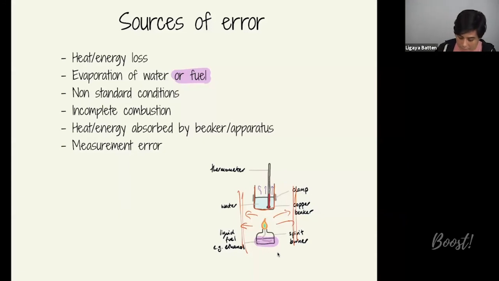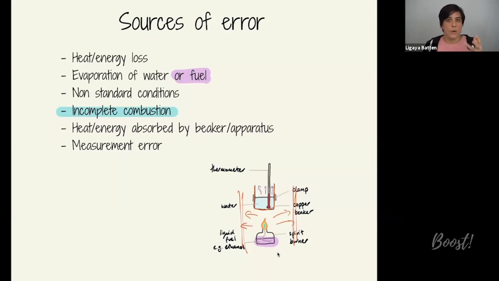Another thing to think about for this specifically is that you could have had incomplete combustion, in which case your experimental value is not going to match the data book value, because the data book value is talking about complete combustion. In this case, if you had some soot collecting on the bottom of the beaker or not enough oxygen being able to access the fuel, you might have incomplete combustion, which is likely to give you a lower energy change.